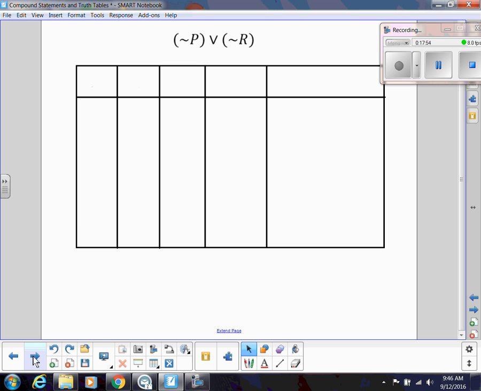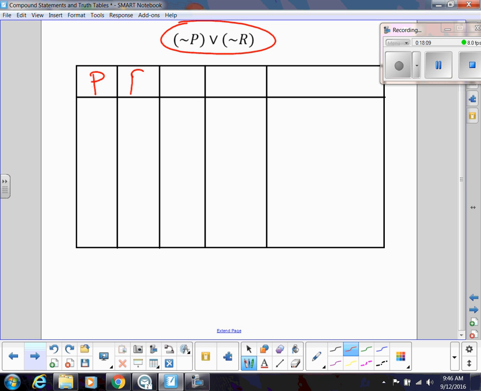So now let's take a look at a compound statement with a truth table. Notice in this whole compound statement, the only variables I have are P and R. So I'm going to put P and R. And just like P and Q, I'm going to list the table true, true, false, false. And then the second one is going to alternate true, false, true, false.